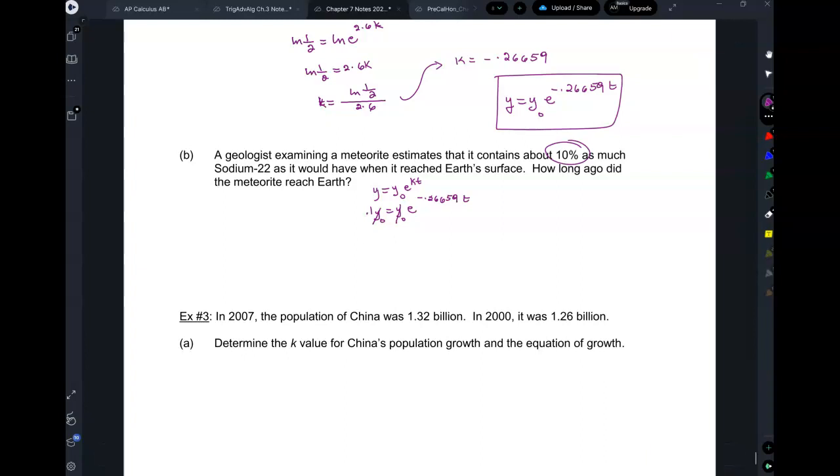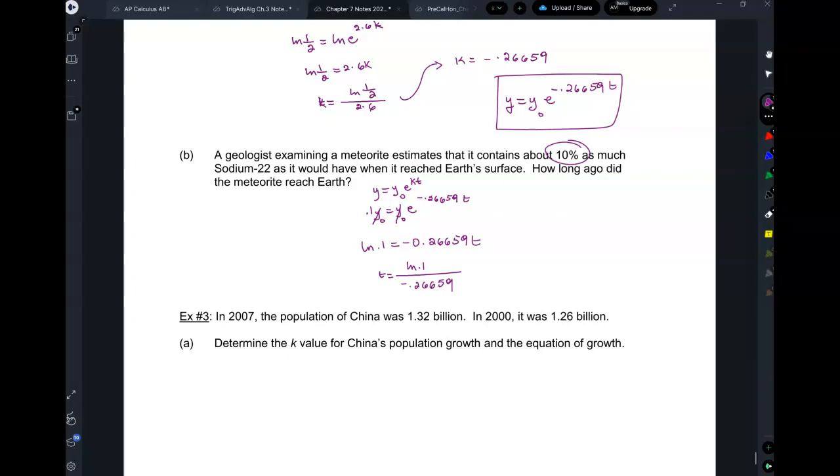We take ln of both sides, so I get ln of 0.1 is negative 0.26659 t. Divide by t, and I get ln of 0.1. We're dividing by this number. Okay? So that's what we have.